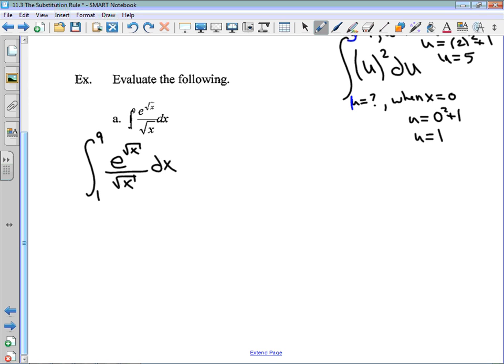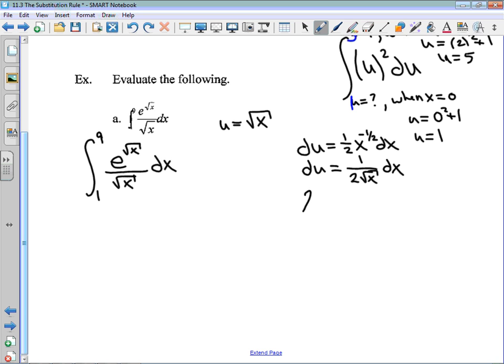So I'm going to say that u is equal to root x, which means that du is equal to 1/2 times x to the negative 1/2. Or I can write du, I forgot the dx, sorry, as 1 over 2 root x dx. I do not have a 2 in my original expression. If I multiply that over, I can say that 2 du is equal to 1 over root x dx.